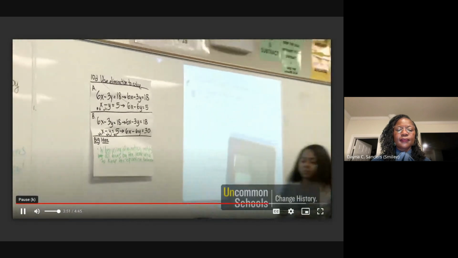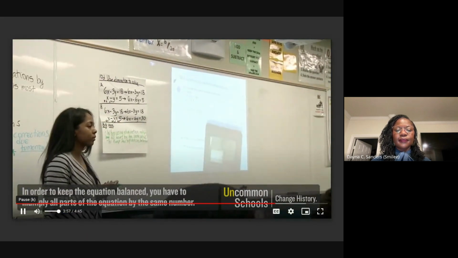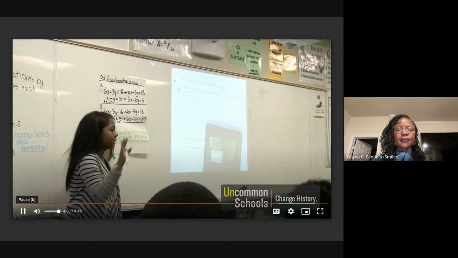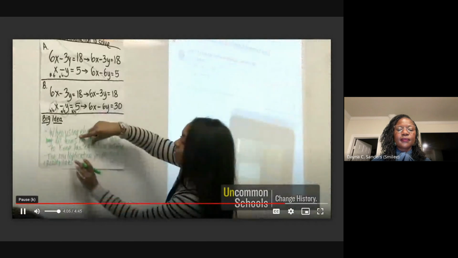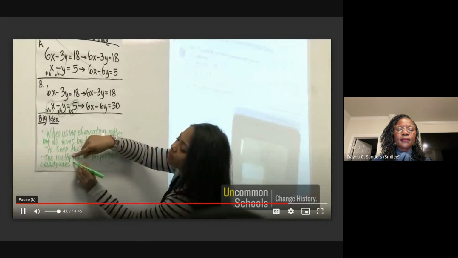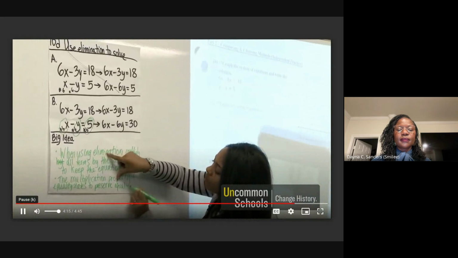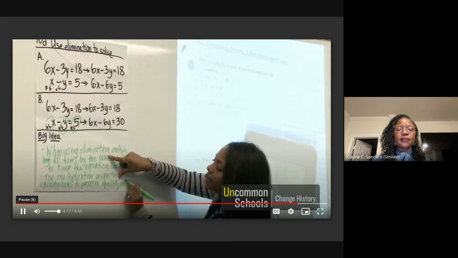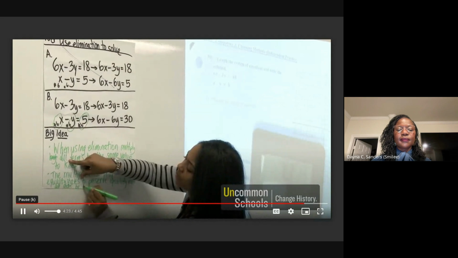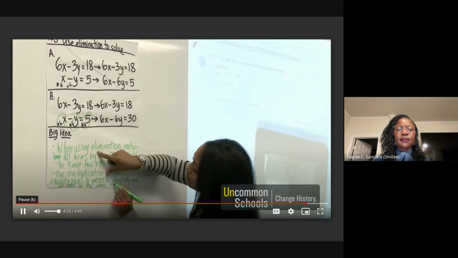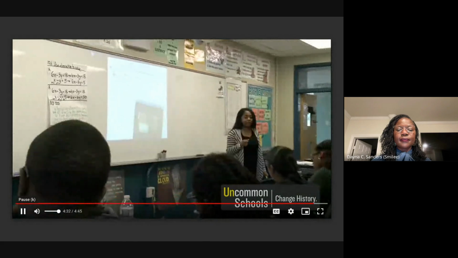What does it say? In order to keep the equation balanced, you have to multiply all parts of the equation by the same number. Great, and that maintains what about the equation? Maintains its what? It makes sure the equation is equal. Good, make sure it's equal. Great. So the multiplication property of equality states to preserve equality, multiply all parts, all sides, by the same value. So as you do the rest of your work in your independent practice, please make sure you're keeping that in mind. Go.